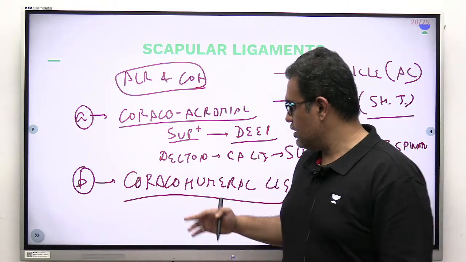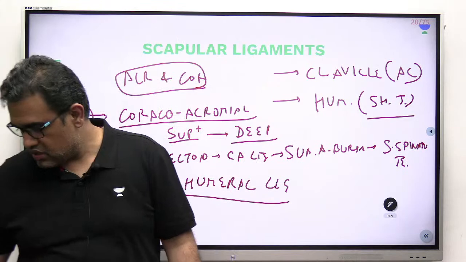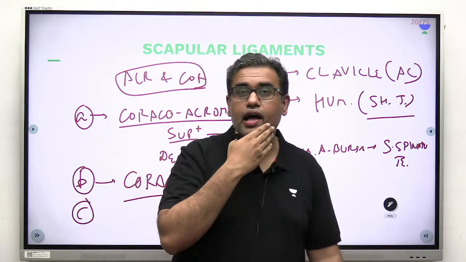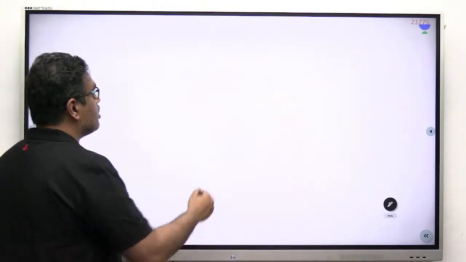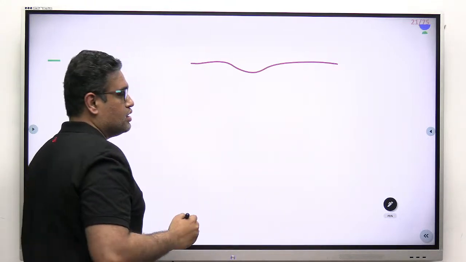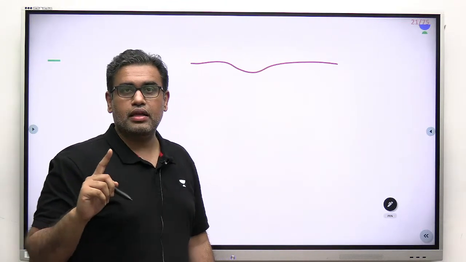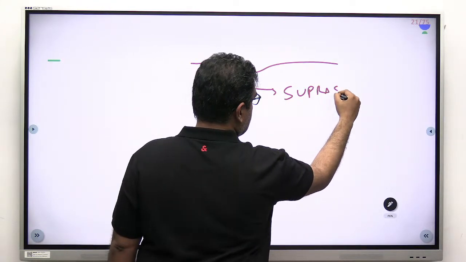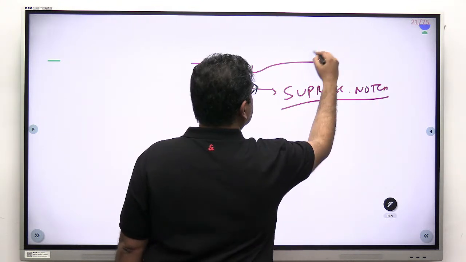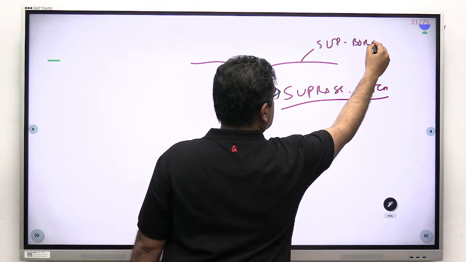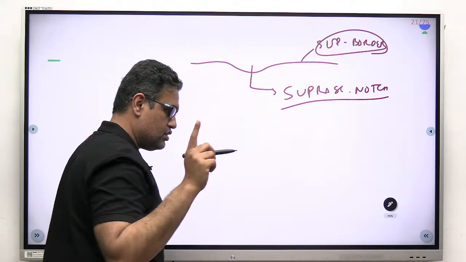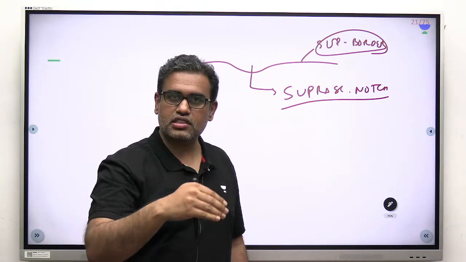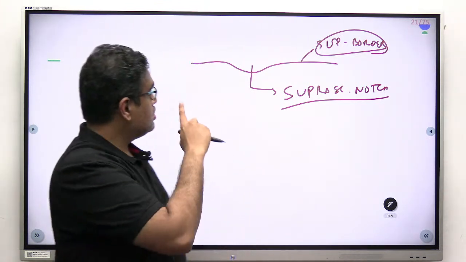There is one more ligament, the third ligament concerning the scapula, and it is at the superior border of the scapula. If you look at the superior border of the scapula, close to the coracoid process, there is a notch. What is this notch known as? It is known as the suprascapular notch. Where is it present? At the superior border of the scapula. The superior border, mind you, is not the spine. It is in front of the spine, where you have the supraspinatus. It is the superior border which has a notch, the suprascapular notch.